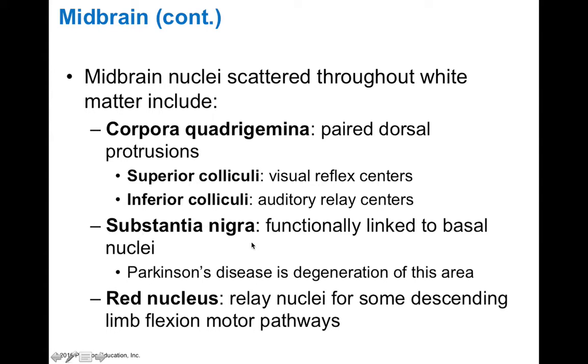Now, substantia nigra is also a function or structure of the midbrain, and it's functionally linked to the basal nuclei. So it's also involved with movement. In fact, substantia nigra is really affected in Parkinson's disease because you get degeneration of this type of tissue. The midbrain also contains a red nucleus, which is actually a relay center for some descending limb flexion motor pathways.